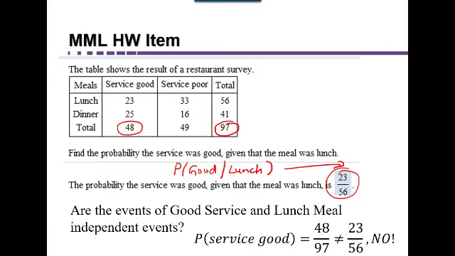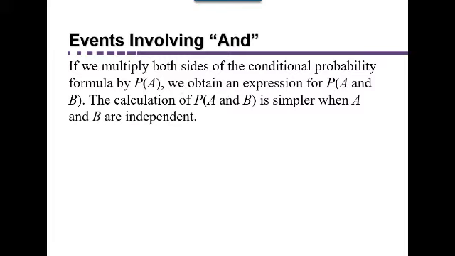If you wanted to check this, you can either confirm that they're both reduced to lowest terms. They can't be reduced any further, so they must not be the same. Or you can divide 48/97 and 23/56 and see that you don't get the same decimal. So no, these are not independent events.